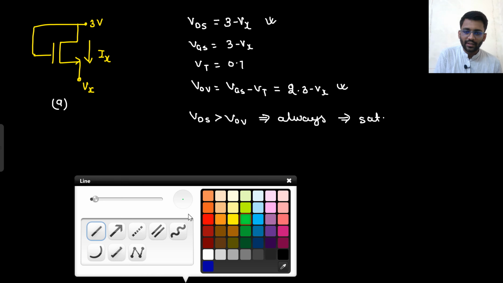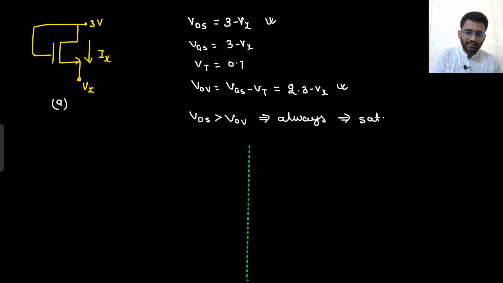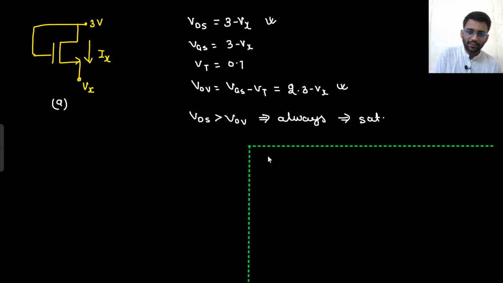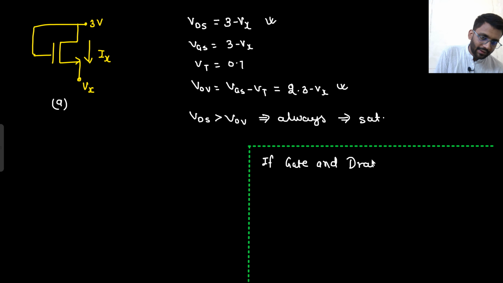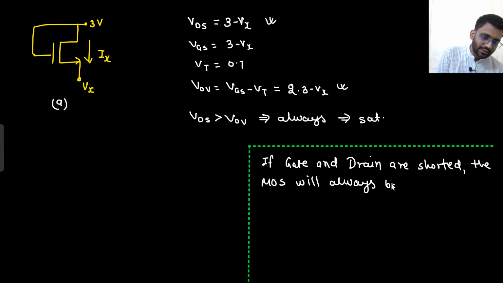So one thing you understood here is that I will write down a separate note. That is, if gate and drain are shorted, shorted means they are at the same potential. If drain and gate are shorted, the MOS will always be in saturation. Right?